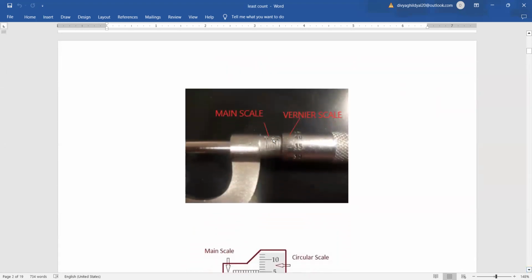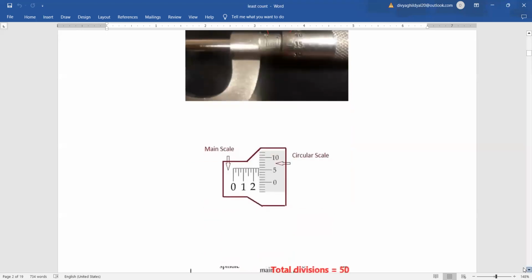When we open the screw gauge, we find the main scale is inside the screw gauge and the vernier scale is this circular scale here. Let us have a closer look and we find that 5 divisions up and 5 divisions down. That means 10 divisions are giving us 5 millimeter reading. And on the circular scale, total divisions are, as you can see, 30, 35, 40, 45 and 50. So total divisions on the circular scale are 50.